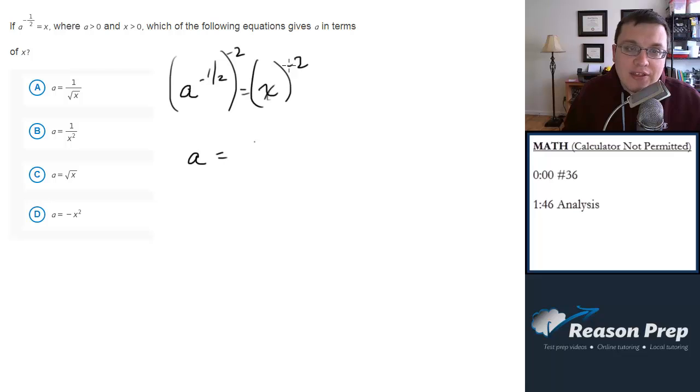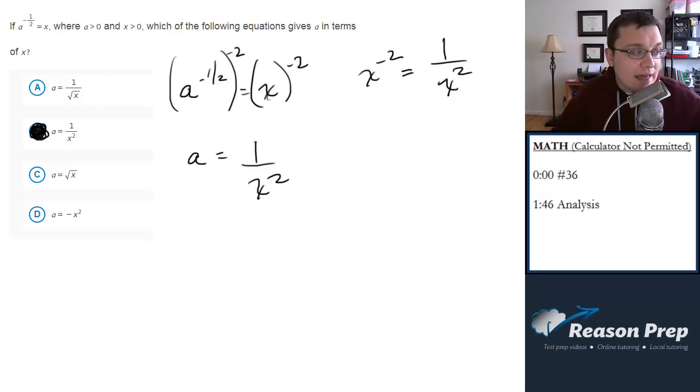But then we have to apply the x to the negative 2 on the other side. Let's make that negative exponent into a positive 1. Remember, you do that, very important, by flipping it and making it positive. So x to the negative 2 is the same thing as 1 over x squared. So we're going to write 1 over x squared, and that's choice B, and that's the answer.